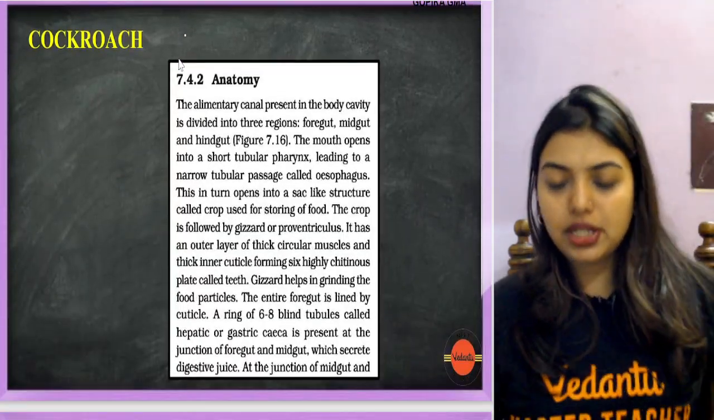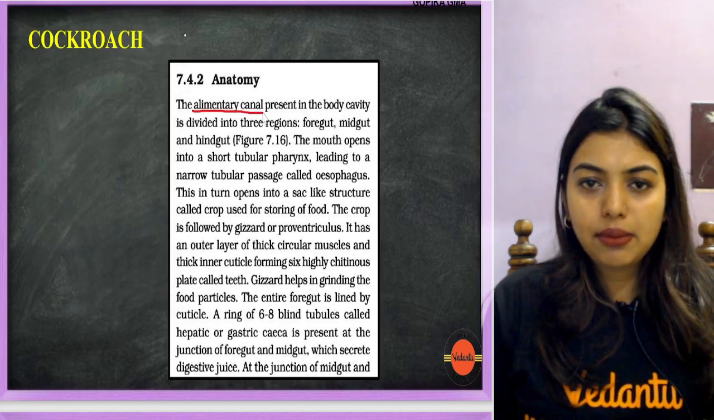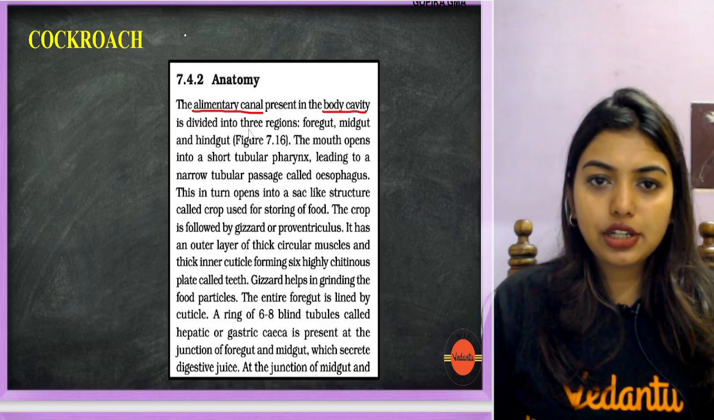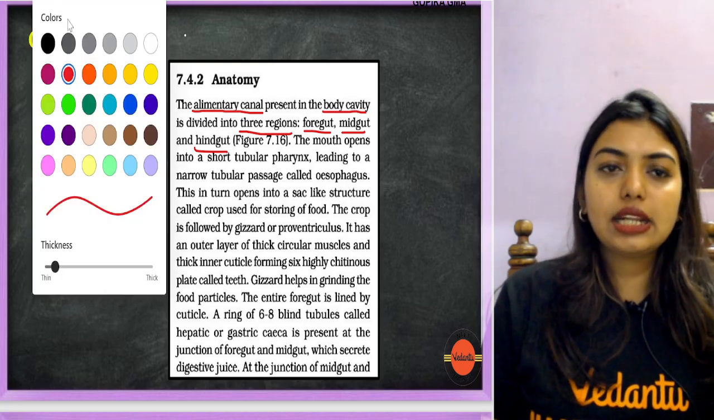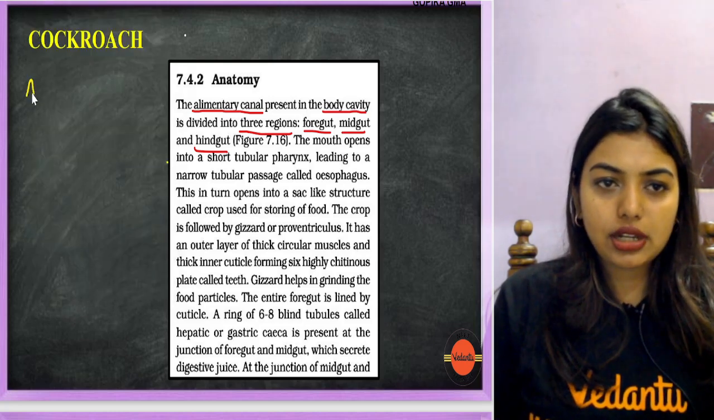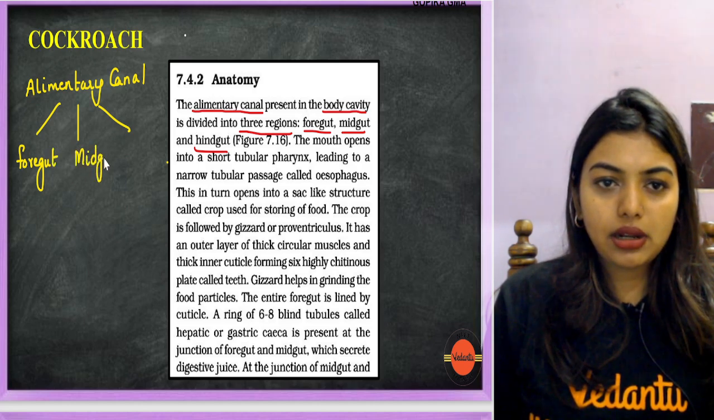Next, anatomy. Look here, students, the alimentary canal present in the body cavity is divided into 3 regions. What are they? Foregut, midgut, and hindgut. So they're telling that the alimentary canal is divided into foregut, midgut, and hindgut.